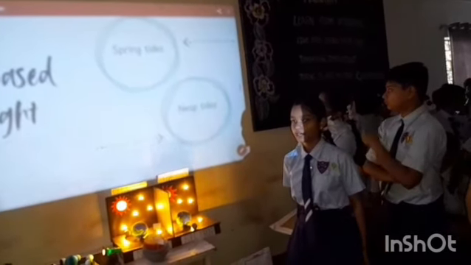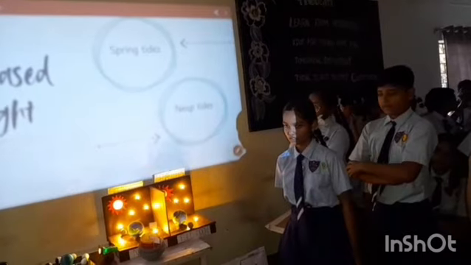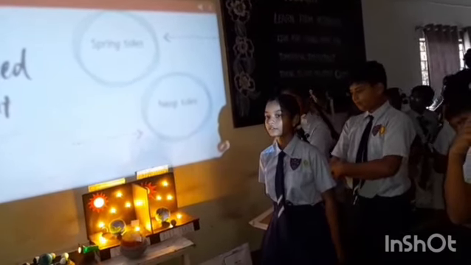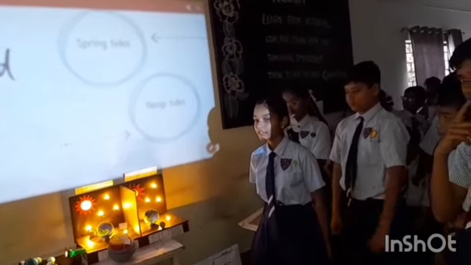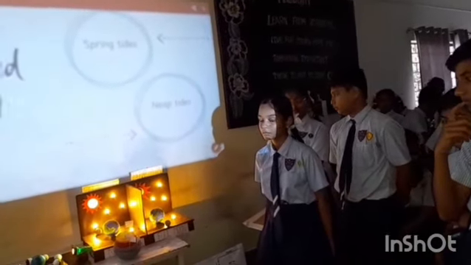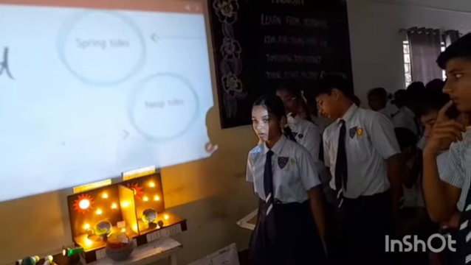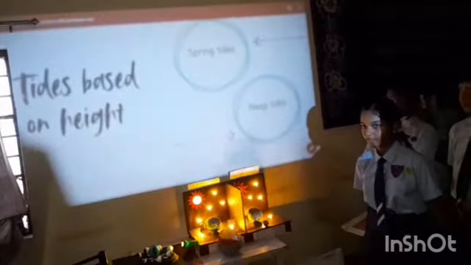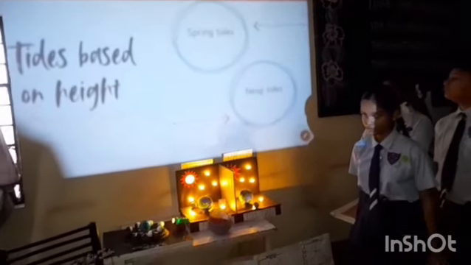Types of tides based on height: spring tides and neap tides. Spring tides occur when the sun, moon, and Earth are aligned in a straight line, meaning whether there is a full moon or a new moon. The combined gravitational forces of the sun and moon create a strong pull on the Earth's ocean, resulting in a larger than normal tidal range, like very high tides or very low tides.